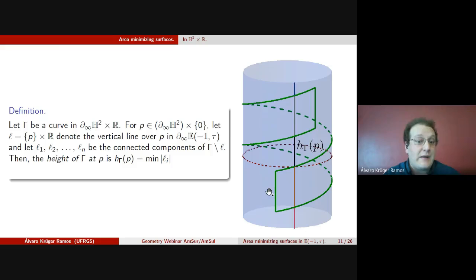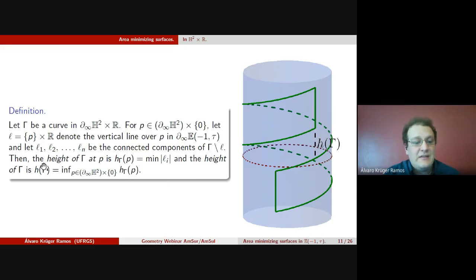And the height of gamma is the infimum of all these pointwise heights. So in this picture, this will be the height of gamma, this distance here. And usually it's not an infimum, usually it's a minimum. In this picture, it is a minimum, but we define it as an infimum.